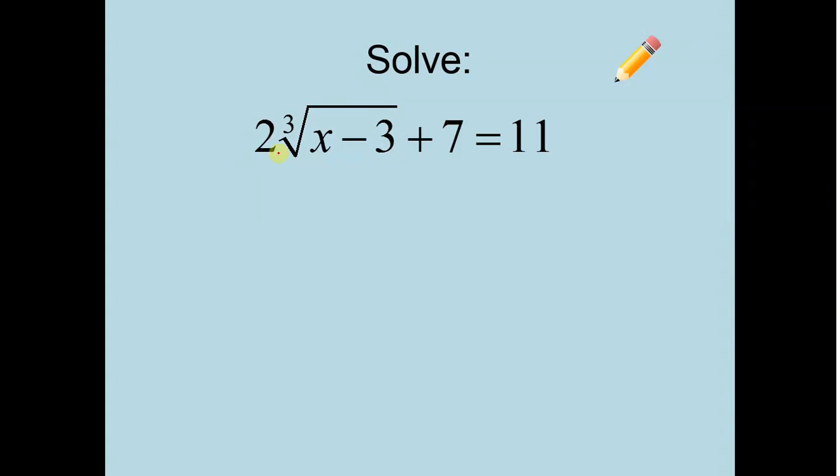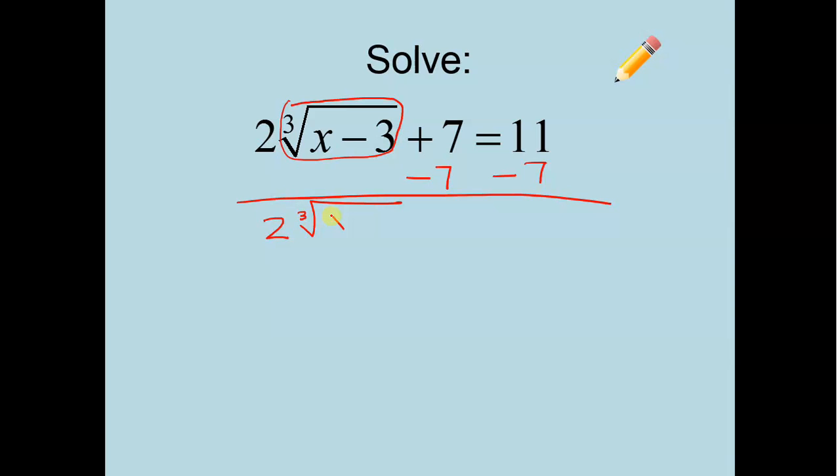Let's try this one. Let's solve this. First things first, don't touch this. This needs to stay here for a little while. Let's get rid of all the other stuff around. So let's add or subtract first. Let's subtract first. 11 minus 7, that's 4. Now, get rid of that 2 first. Don't touch this. Let's divide by 2.